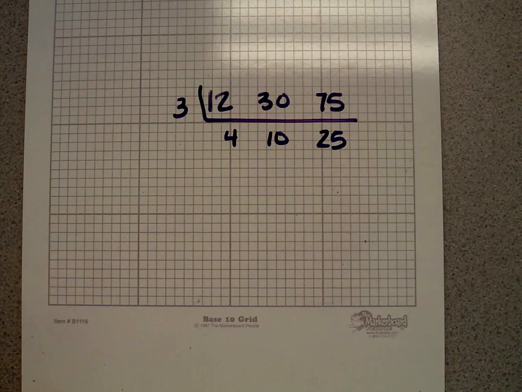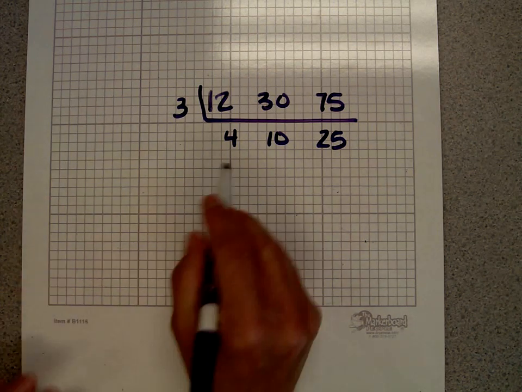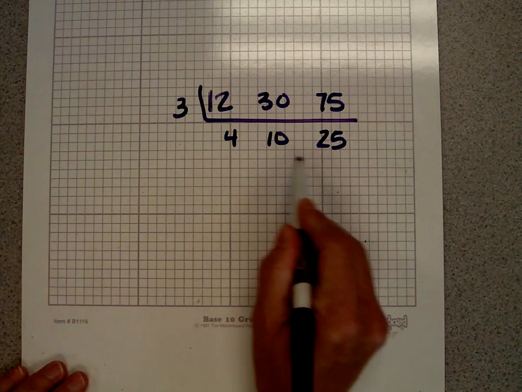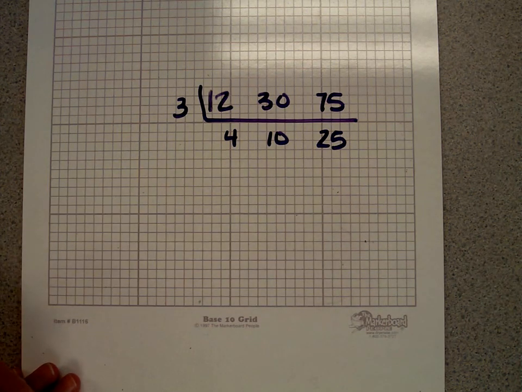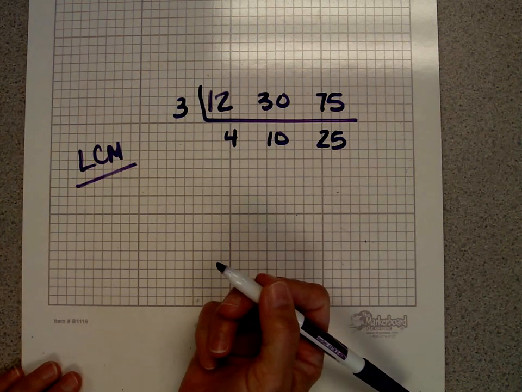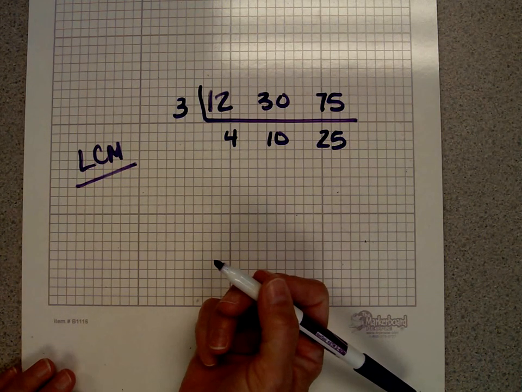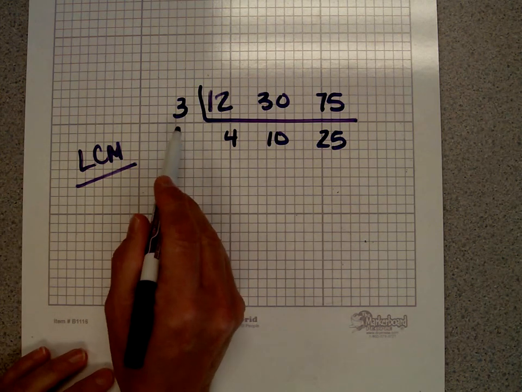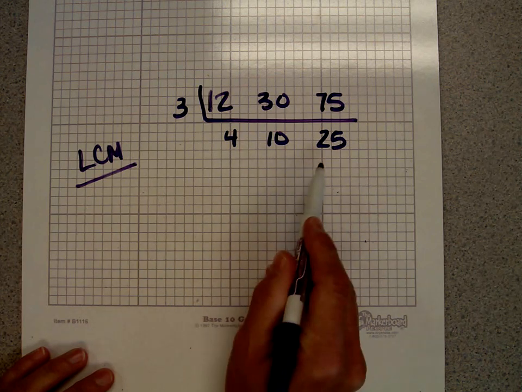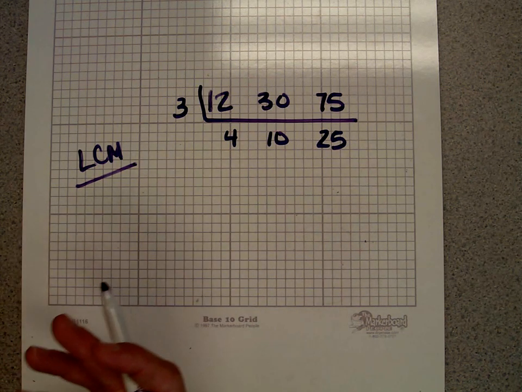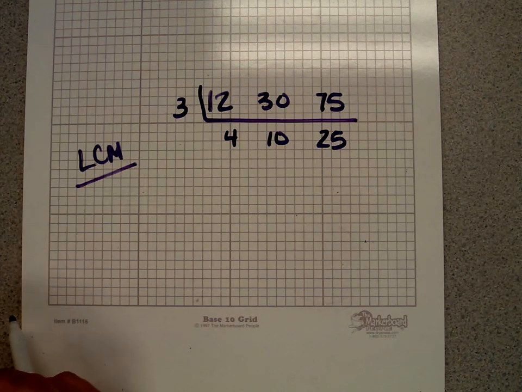Now if I look at those three numbers, if I try to take a 2 out of them, I can take a 2 out of these two, but not out of this one. I can take a 5 out of 10 and 25, but not out of 4. When I'm finding the least common multiple using the upside down birthday cake method, you need to take it one step further. If you were done right now, you would say the least common multiple is 3 times 4 times 10 times 25, which is 3,000. But I know that the least common multiple is 300.